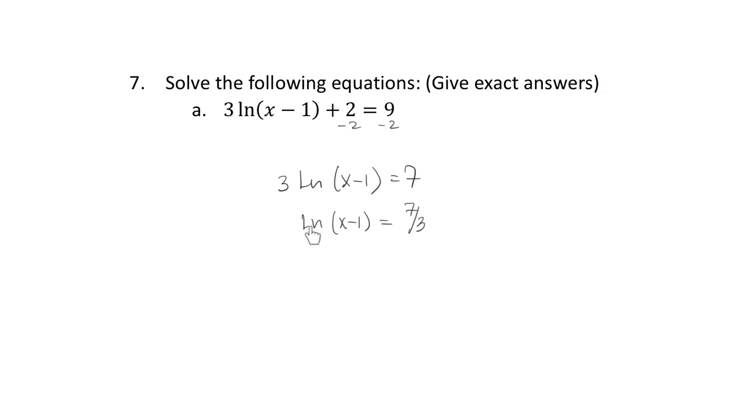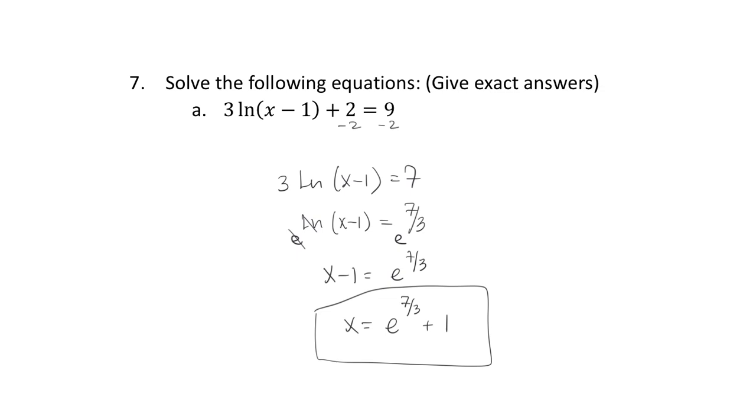now to get rid of a logarithm, you use a base, and it has to be a base matching the base of the logarithm. Natural log is base e, so it means we have to use a base e to cancel this. So those cancel out, and we have x minus 1 equal to e to the power of 7/3, and then add 1 to both sides. So the solution to the equation is x equals e to the 7/3 plus 1.